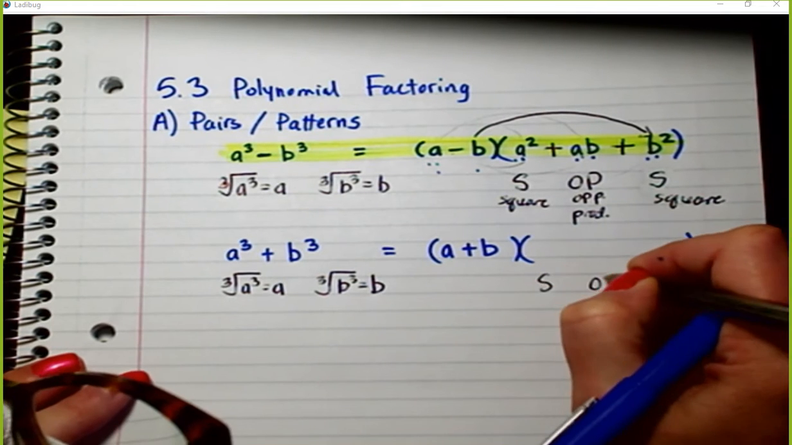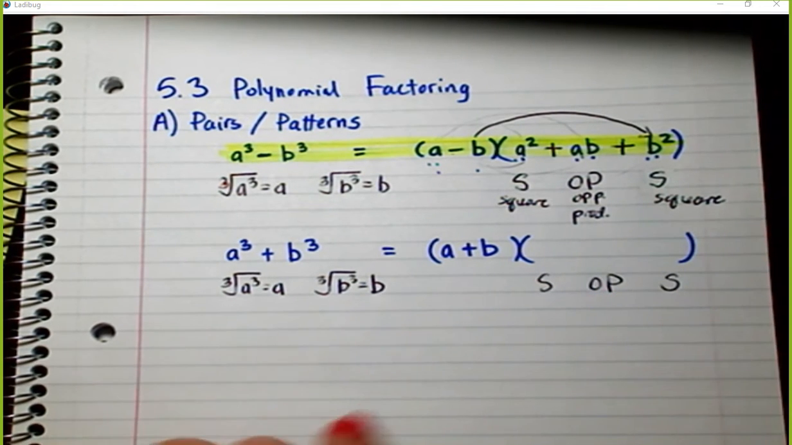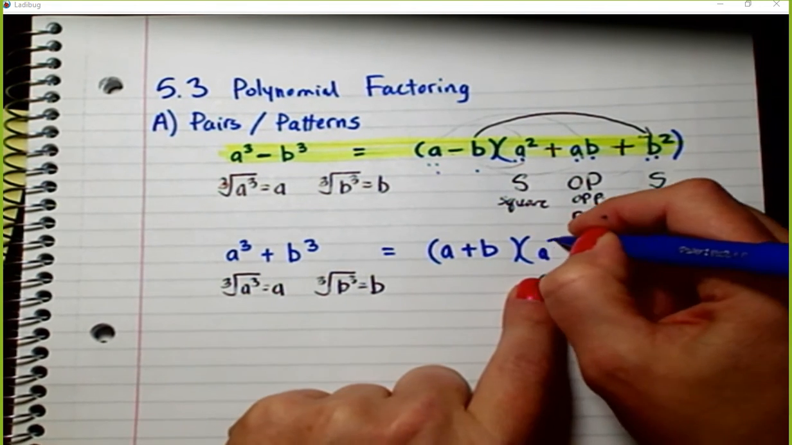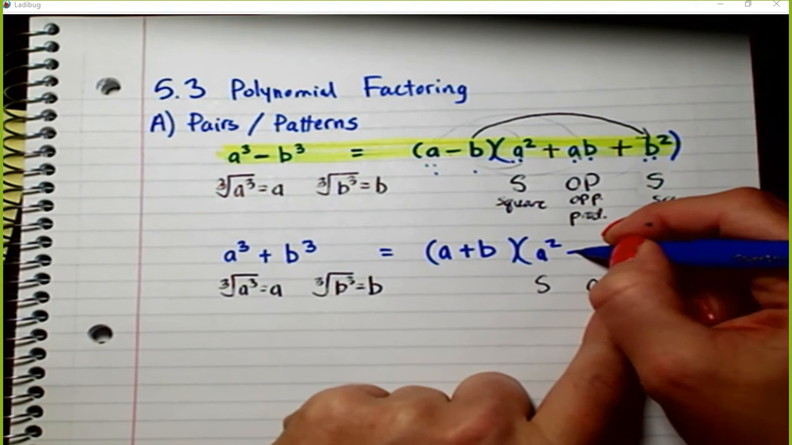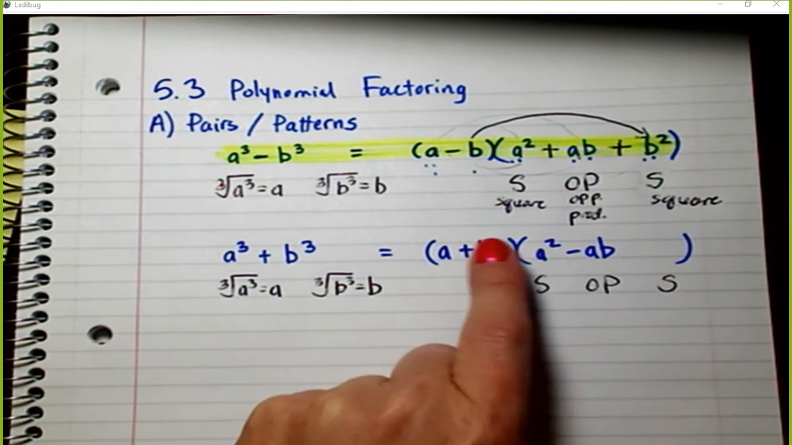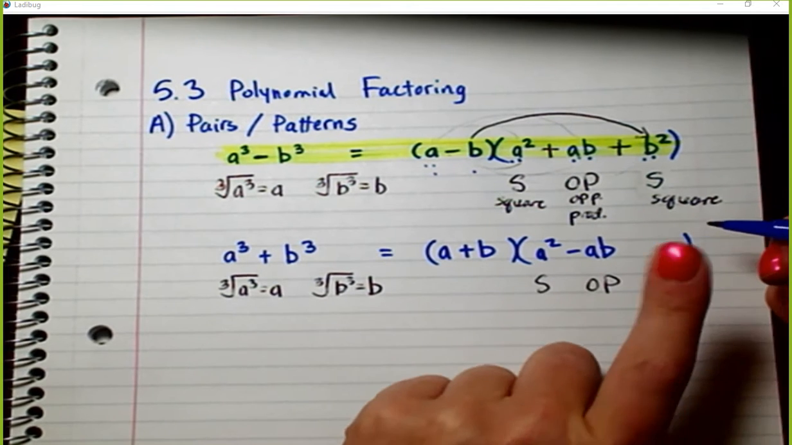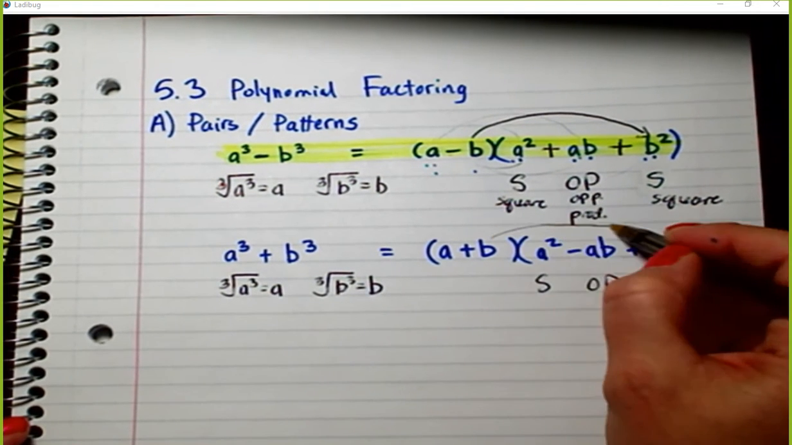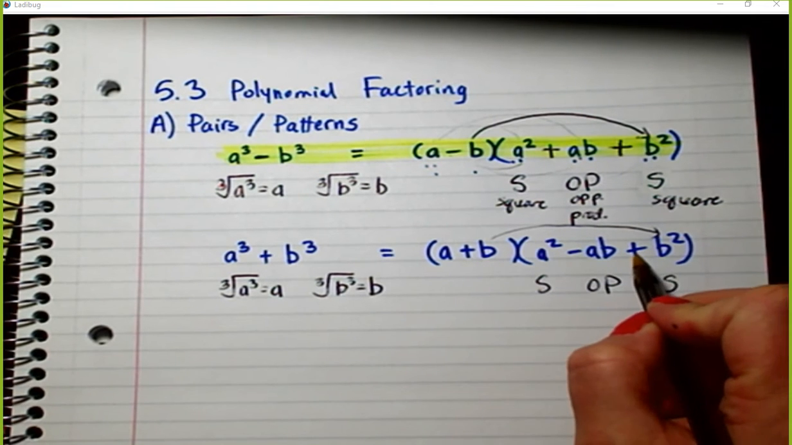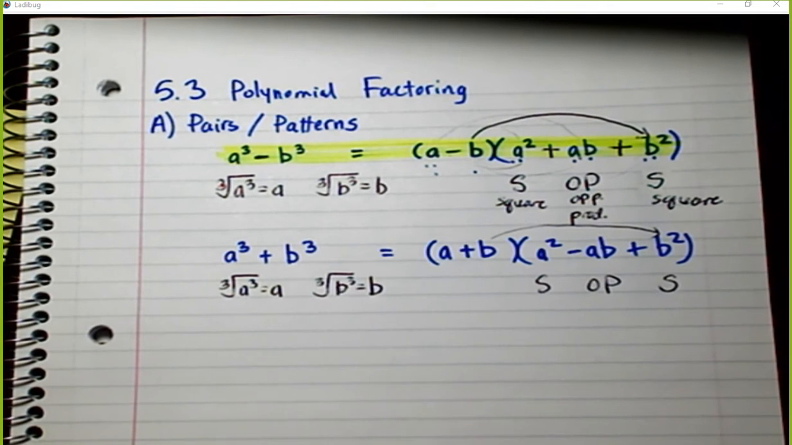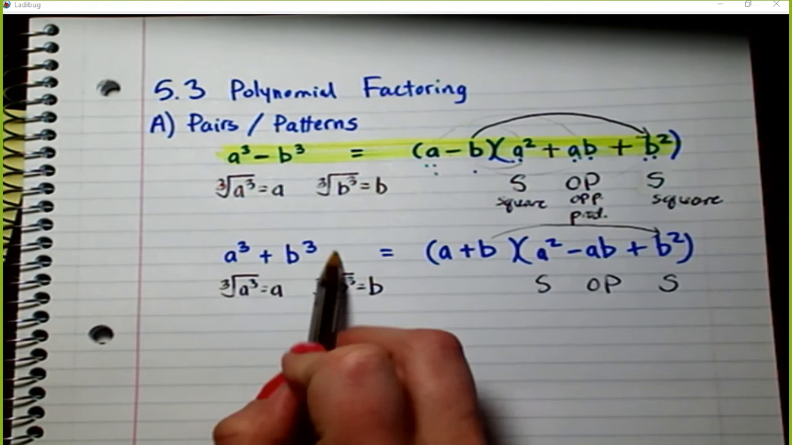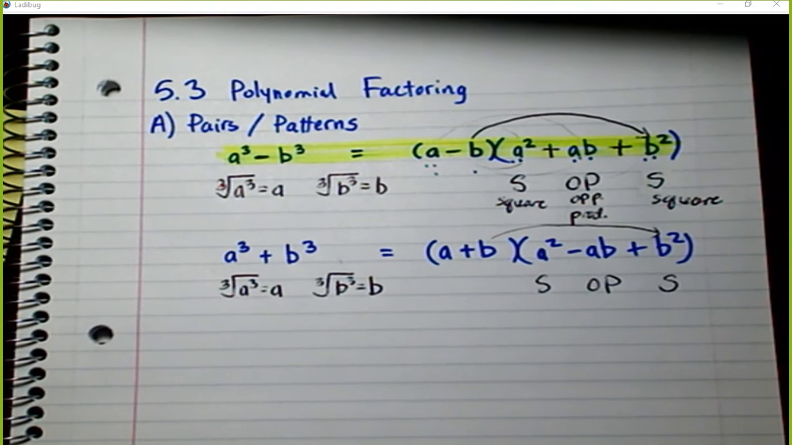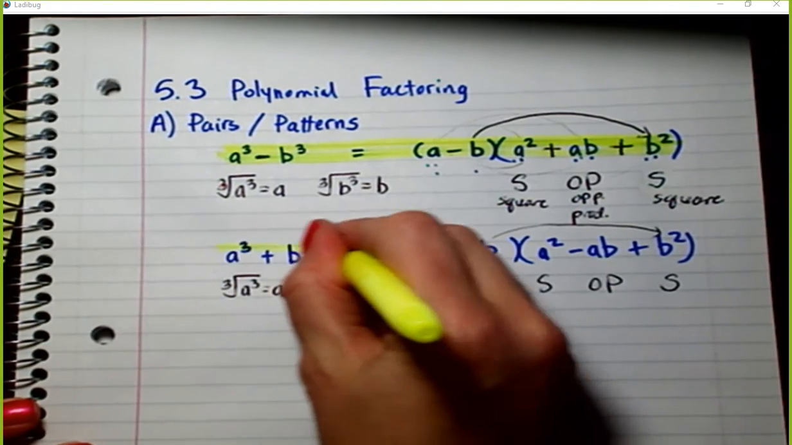Square, opposite product, square. Right. A squared. Opposite product. See that minus? Opposite squared. And just check that sign. Look at that. Positive B times positive B squared is positive B cubed. If you were to do all of this multiplication, all those middle terms would cancel out and you would get just this. Okay, so this is your formula.